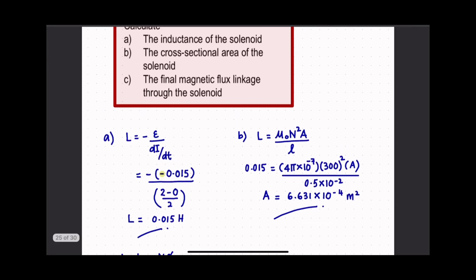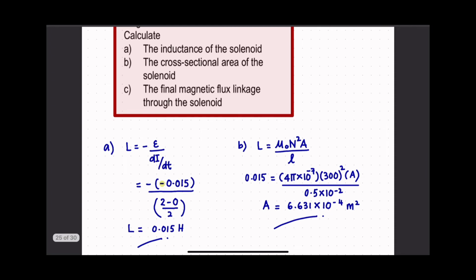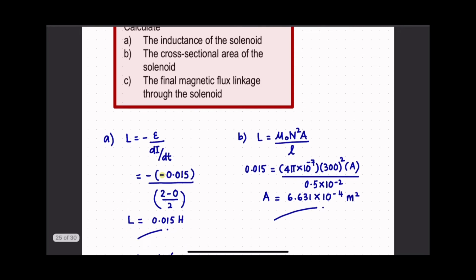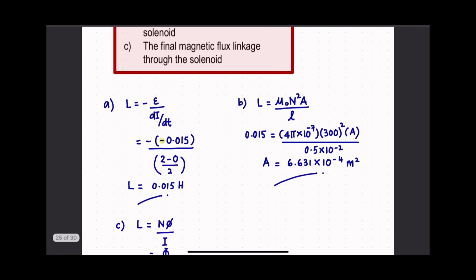Okay, so next, the cross-sectional area of the solenoid. So take the solenoid formula: L equals mu naught N squared A over length. Here L is the self-induction, so substitute the value of self-induction we got earlier. So we get the area 6.631 times 10 to the power of negative 4 meter squared.